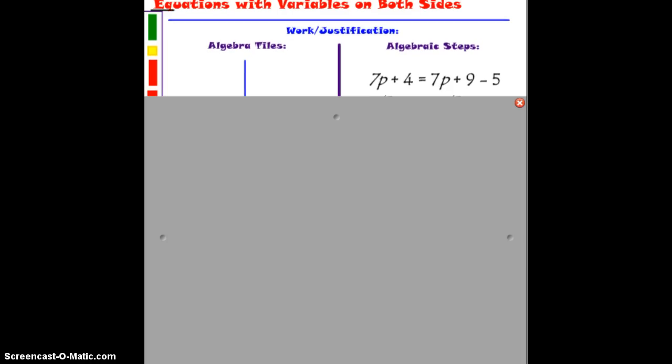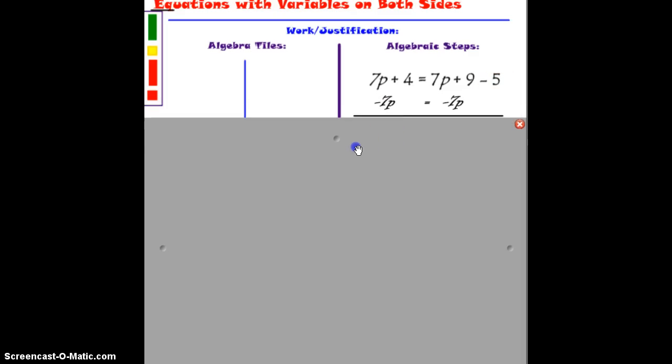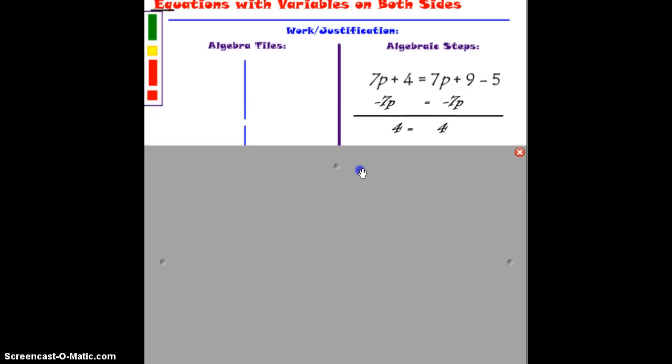Let's try another one without tiles. We have 7p plus 4 is equal to 7p plus 9 minus 5. We should notice over here on the right hand side that we have some like terms. 9 minus 5 is the same as 4.